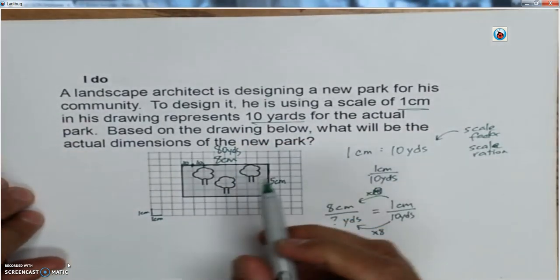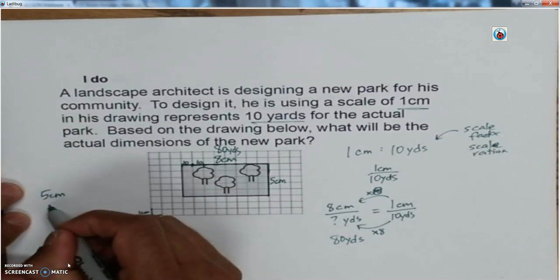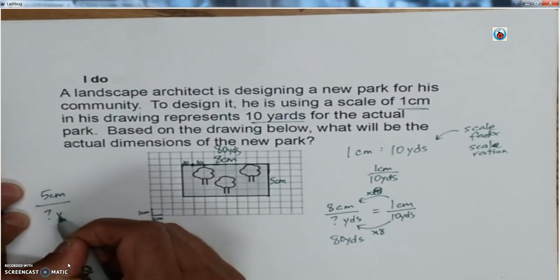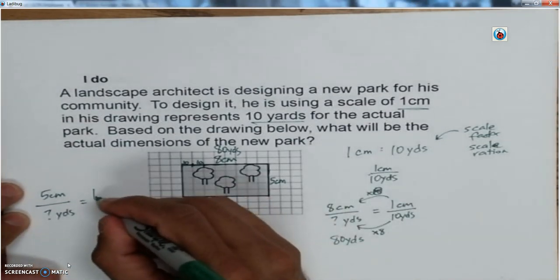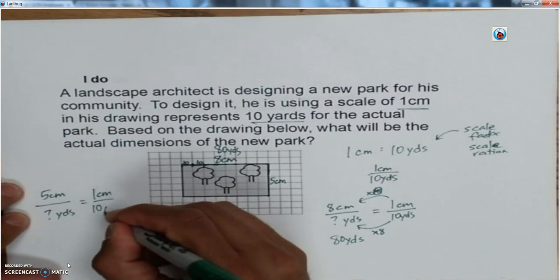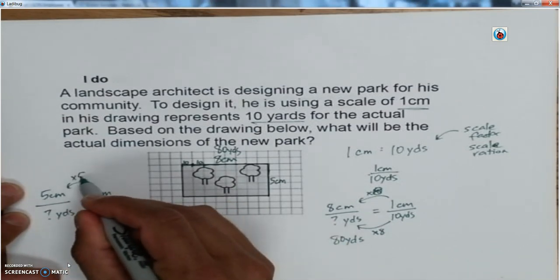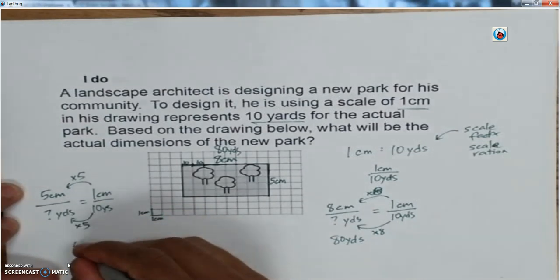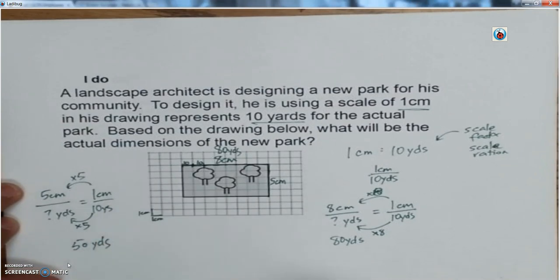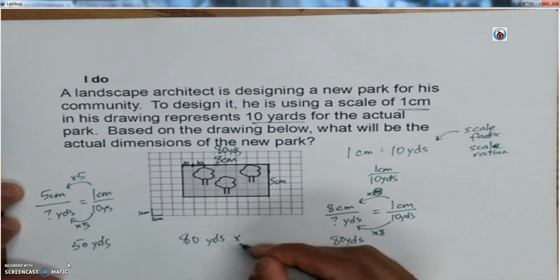And same thing with the 5, right? 5 centimeters in the drawing represents how many yards in real life? It's the same as that scale ratio: 1 centimeter is 10 yards. And so I can easily do my scaling there, times 5, which is 50 yards. So the actual dimensions of the park would be 80 yards by 50 yards.